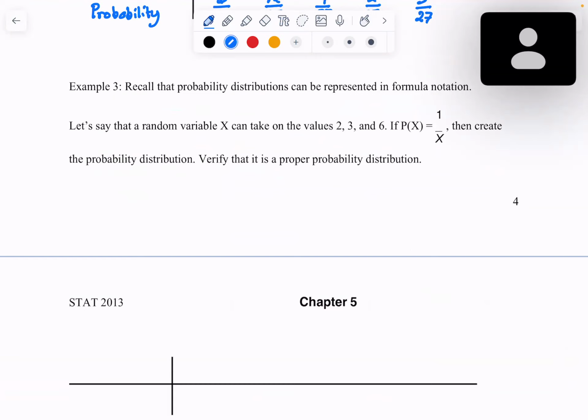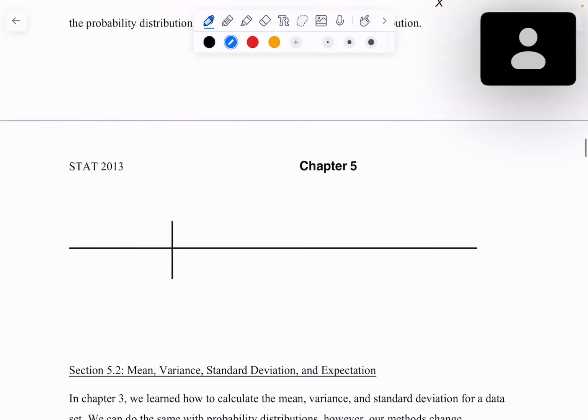Recall that probability distributions can be represented in a formula. Let's say that x can take on values 2, 3, and 6, and the probability is defined as just 1 over x. Verify that this is a proper probability distribution. We're first going to list off the possible outcomes. So x can take on values 2, 3, and 6.